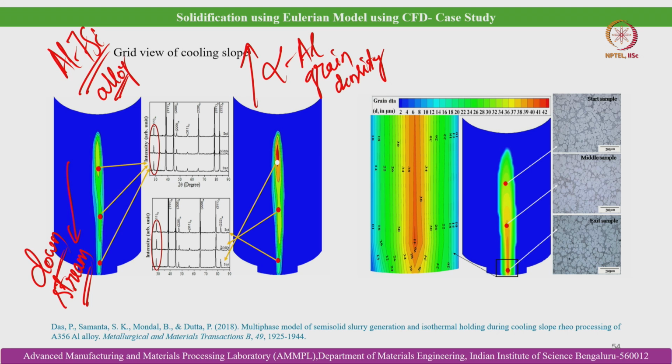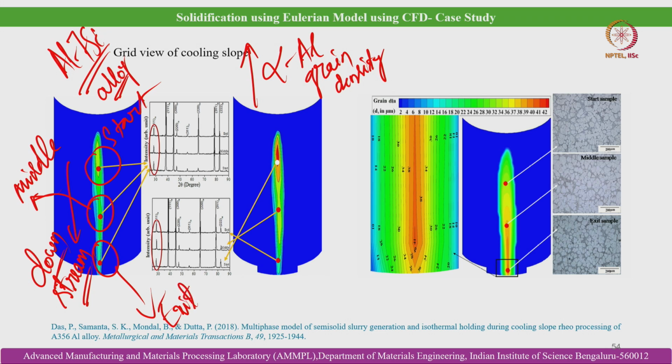So, you can see that these peaks are increasing while it is travelling from the start location, that is at the top location. So, this is the start location of the slope or the melt flow front. This is the middle location of the melt flow front along the slope, and this is the exit location of the flow front along the slope.